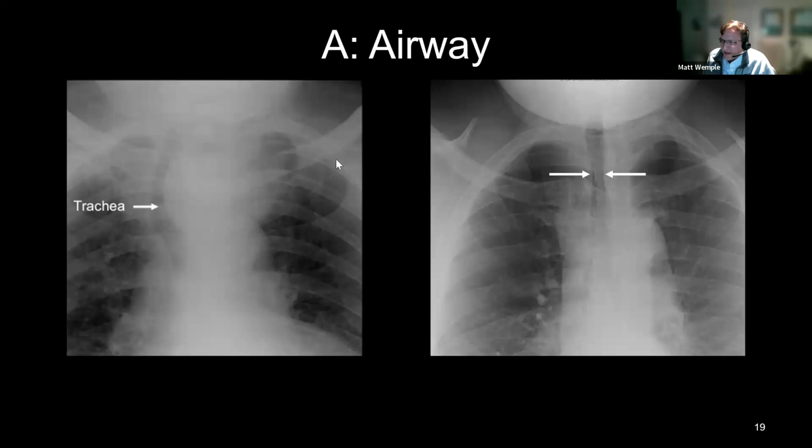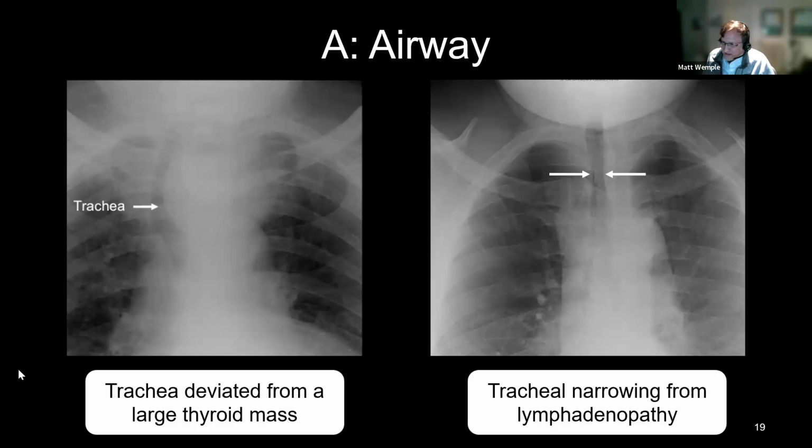Okay, so just going through the A here, airway. These are examples where you're going to see pathology right away if you focus on the airway. This trachea is deviated, probably because of something going on right here, and then this trachea is probably a little narrow. Usually it's a pretty straight parallel line, but this one sort of bends in the middle. In the case on the left, the trachea is deviated from a large thyroid mass, and on the right, it's from lymphadenopathy impinging on that trachea.